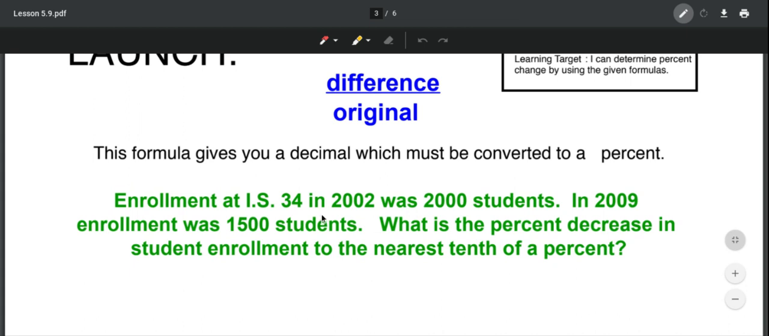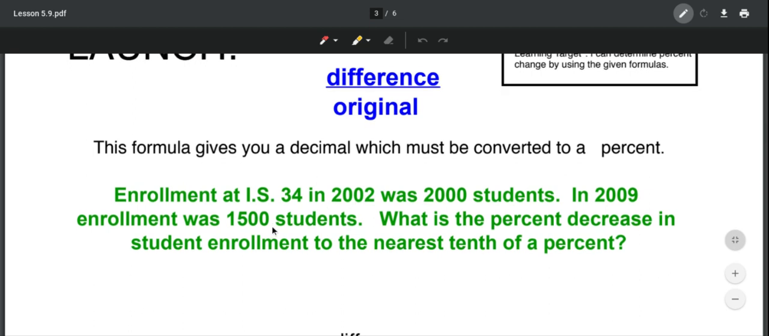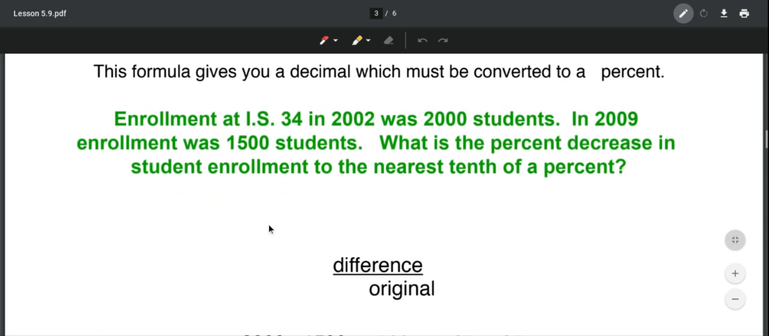Enrollment at IS 34 in 2002 was 2,000 students. In 2009, enrollment was 1,500 students. What is the percent decrease in student enrollment to the nearest tenth of a percent? So this is an example of a percent decrease because the number went from 2,000 down to 1,500 students. So let's find the percent of change.